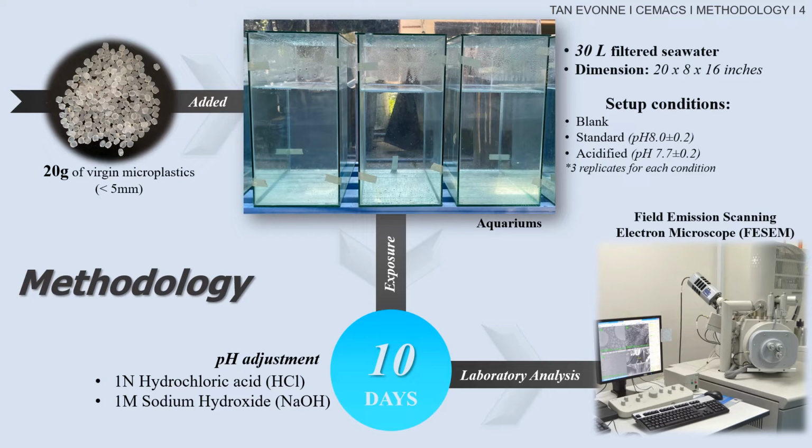For quality control purposes in this study, we also set up blank aquariums and prepared 3 replicates for each condition. From this setup, we then add 30 liters of filtered seawater and 20 grams of virgin microplastics into each aquarium, except the blank. The aquariums are placed outdoor for 10 days to ensure that the exposure of the external environment condition is highly similar to any plastic debris floating in the ocean.